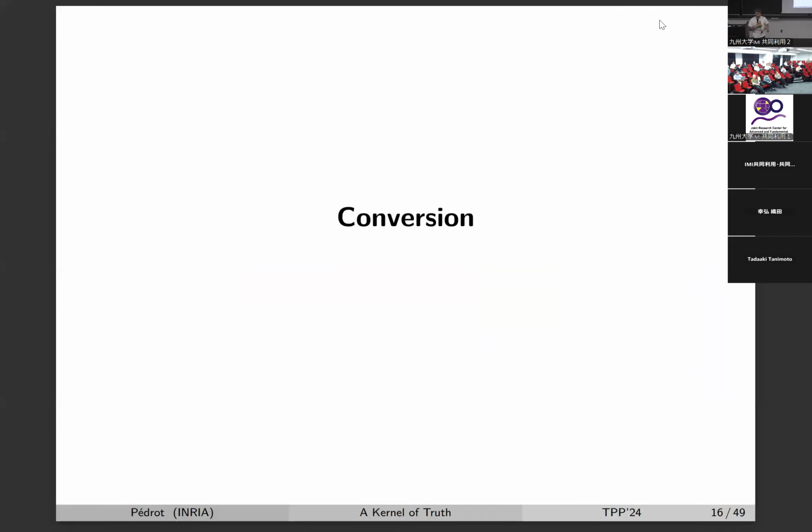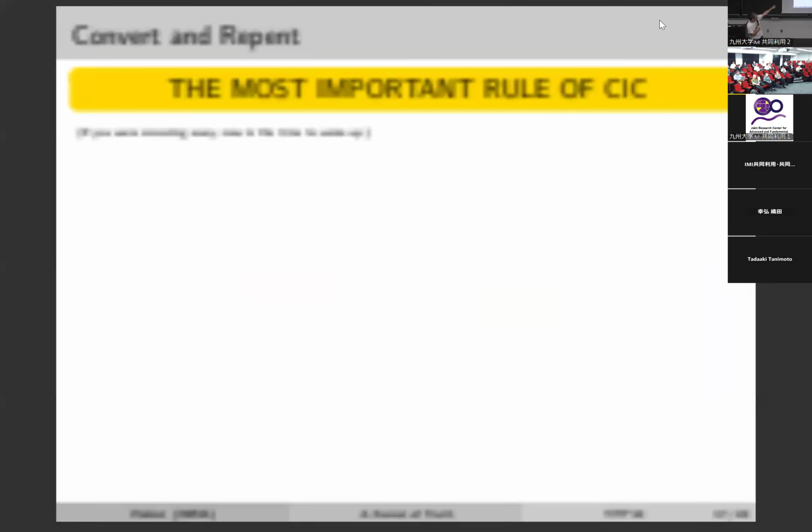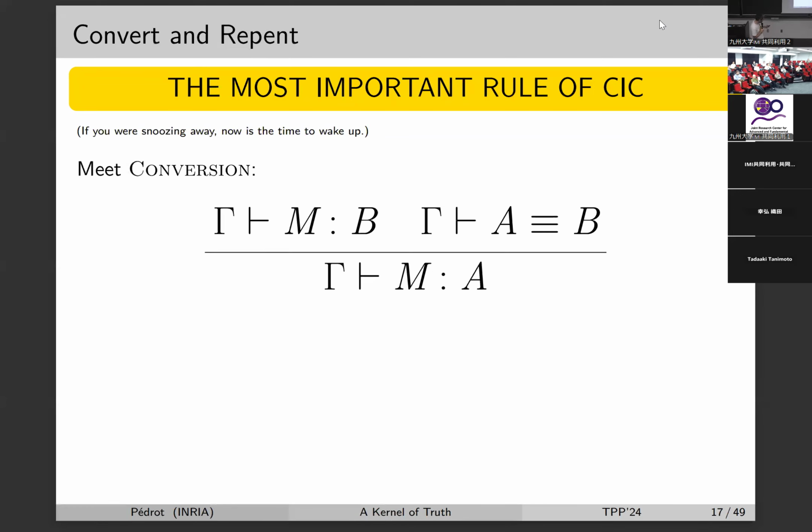Okay, first thing, the conversion. This is the most important rule of CIC. If you were dozing off after lunchtime, you can wake up. If there is one rule you should know about CIC, yes, I'm looking at the audience, that's the one rule you should care about. It is called conversion. Conversion is a rule that says that if you have a term M of type A, and I know that A is convertible to B, whatever that means, then actually M has type B. So it means that I can replace equivalent types everywhere in the derivation at will.